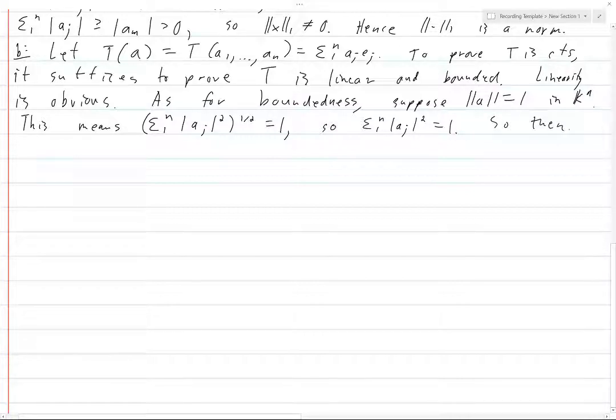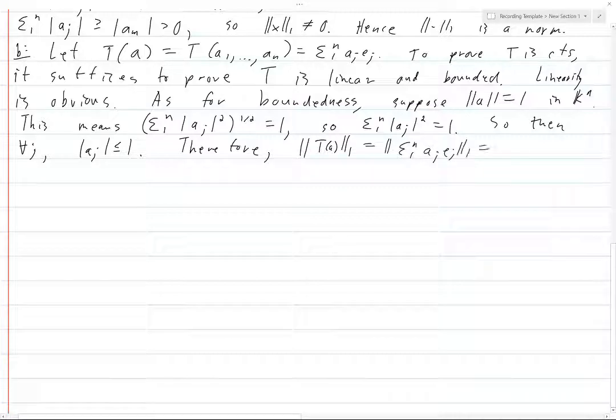So then, for all j, and this is of course j between 1 and n, but I'm not going to write that out, aj in norm is less than or equal to 1, because otherwise this sum can't equal 1. It would end up being greater than 1. So anyways, therefore, the norm of TA, in the 1 norm, is equal to the sum from 1 to n of aj ej by definition, and this again by definition is the sum from 1 to n of the norms of aj, but each of the aj's we know are bounded by 1, and this is n.